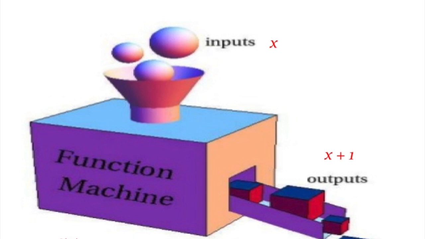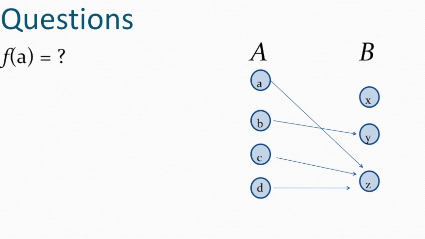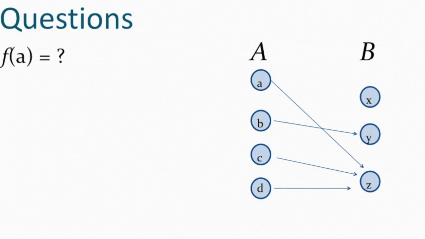To understand this further, let us take an example. In this diagram, we have two sets. We have A and we have B. Now the arrows here, the blue arrows, are basically the mapping from the element A, small, to Z, from B to Y, from C to Z, from D to Z. Now what is f of A under this function? It is basically Z. f of A is Z.